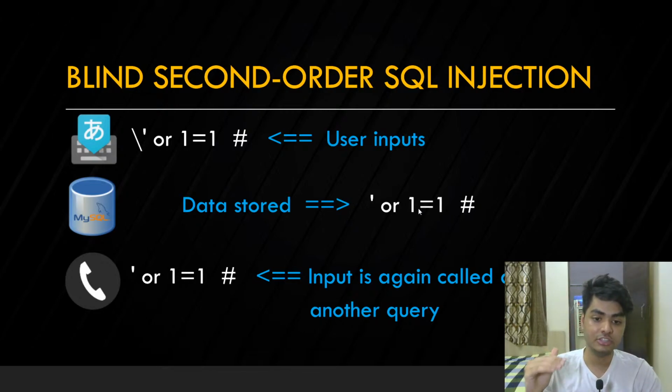But what if this data is again being called and used in another query for another use? At that time an SQL injection can happen, which is called a second order blind injection, because we don't have SQL injection in the first place. But when our input is used in some different query, where it doesn't have any validation, because it assumes whatever data is coming from the database is secure.